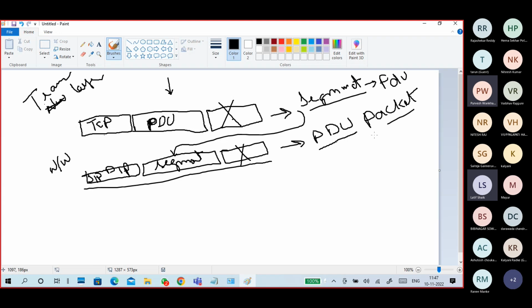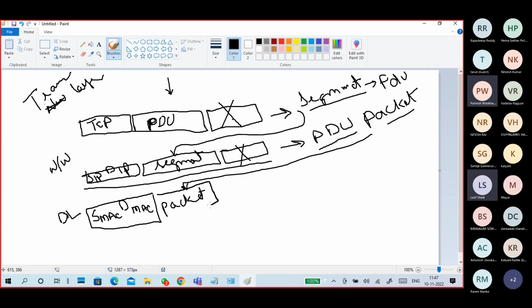Packet will be forwarded to which layer? Next layer is, which layer is it? Data link layer. Very good. So what is the data link layer dealing with? MAC address, destination MAC address, source MAC address, added to your packet as a header.